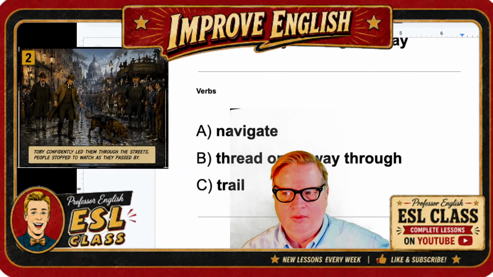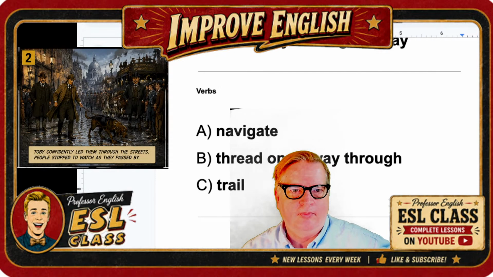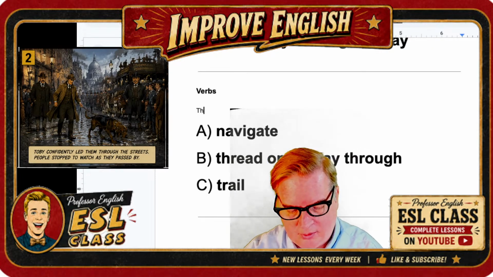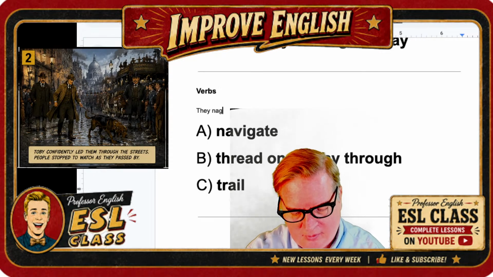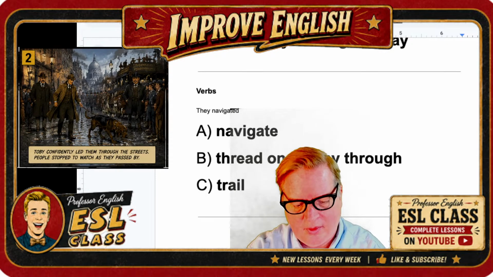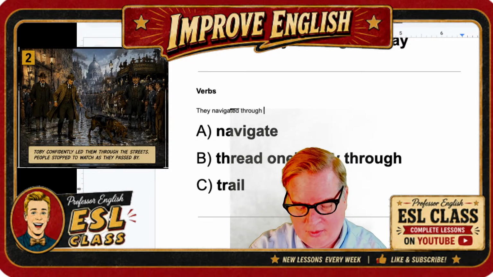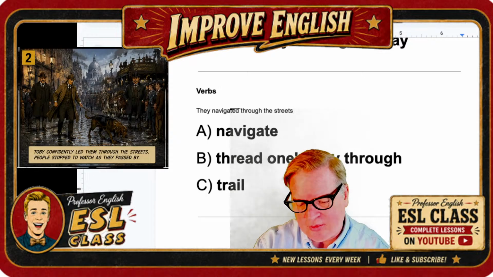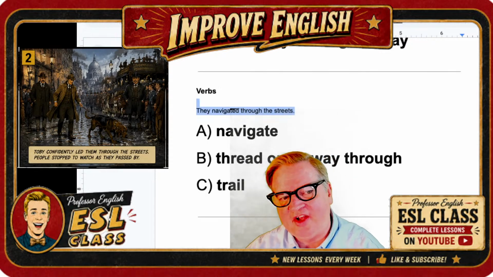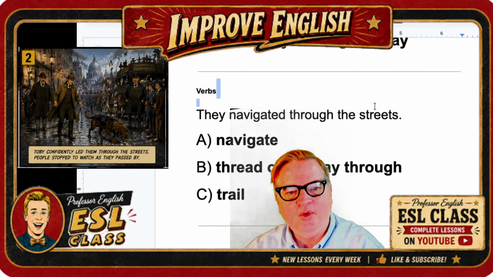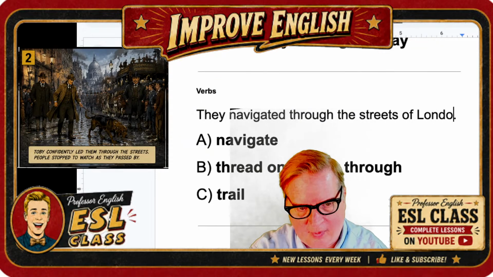To be navigated. The preposition that you use with navigate usually is through. Navigate through the way, or through the evidence, or I would think through the streets. Does that make sense to say they navigated through the streets? I'm going to say they. So Holmes and Toby navigated through the streets. We could even say through the streets of London.